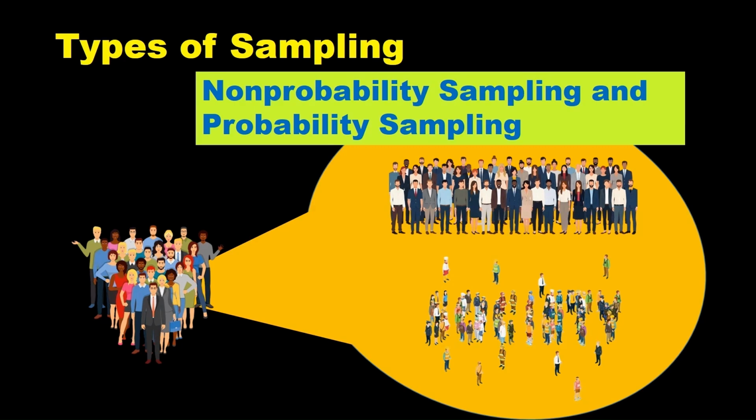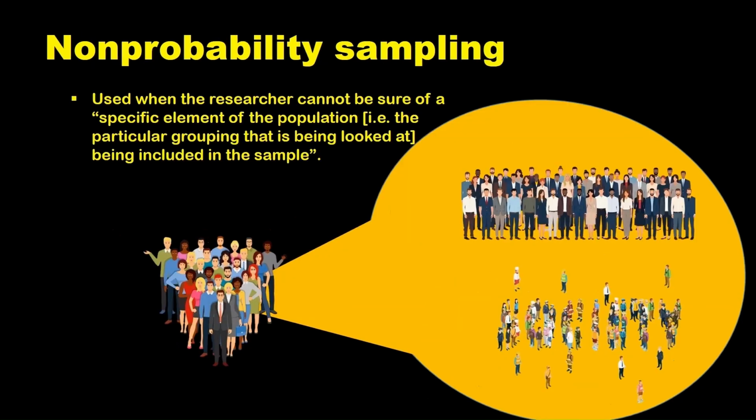Types of sampling: non-probability sampling and probability sampling. Non-probability sampling is used when the researcher cannot be sure of a specific element of the population, that is to say, the particular grouping that is being looked at, being included in the sample.